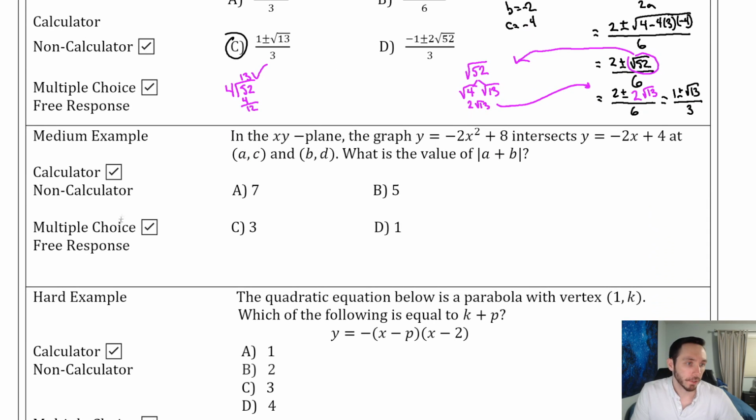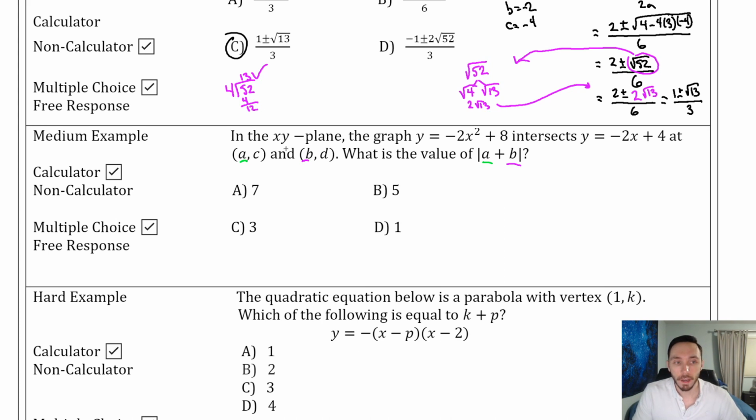All right, next one, calculator active, multiple choice. On the xy plane, I have this parabola, negative 2x squared plus 8, and it intersects negative 2x plus 4 at 2 ordered pairs. Okay, we kind of saw this a little earlier. So what is the value of a plus b? If we notice here, a is the x value of the first solution, and b is the x value of the second.